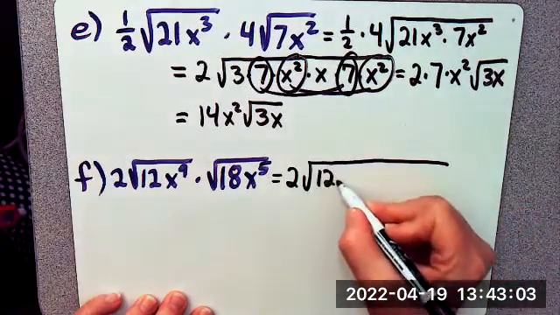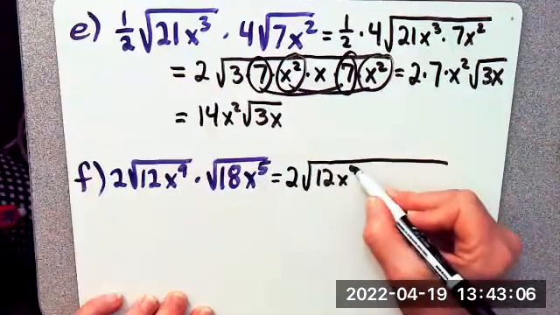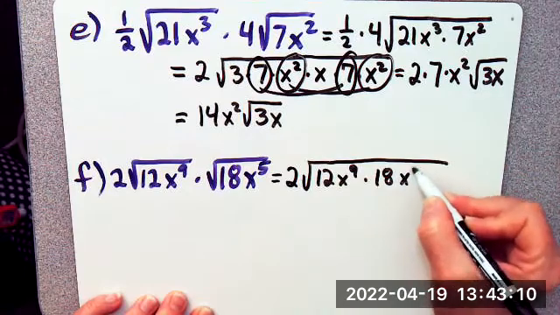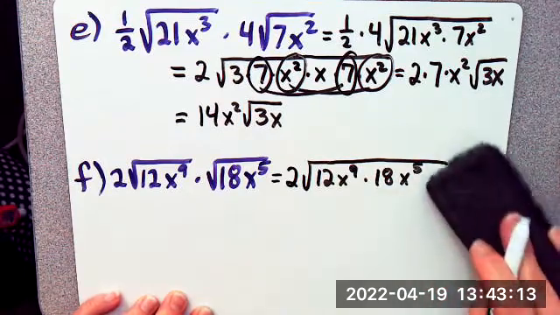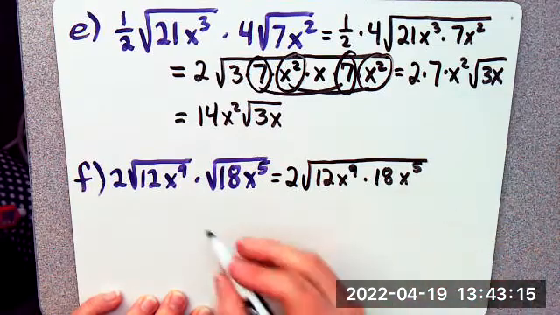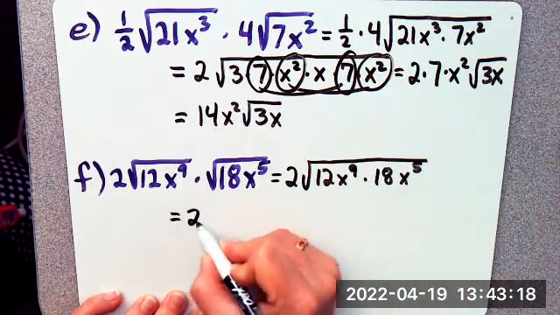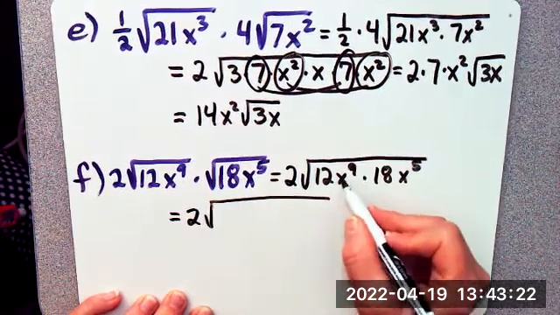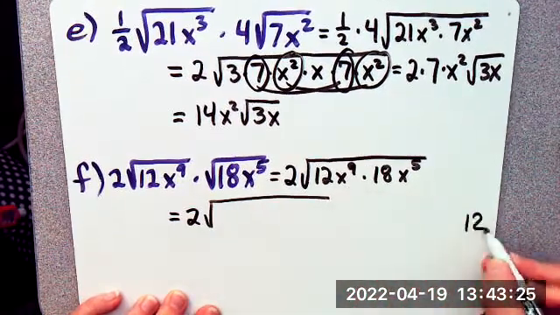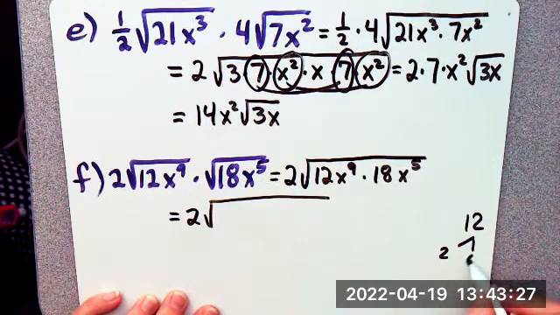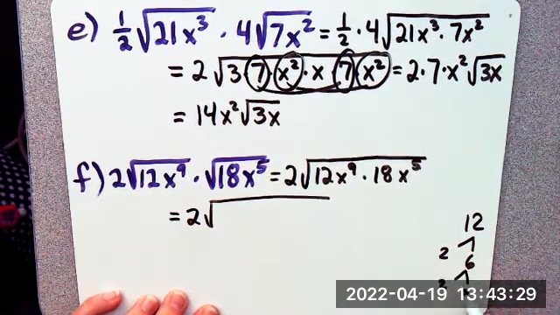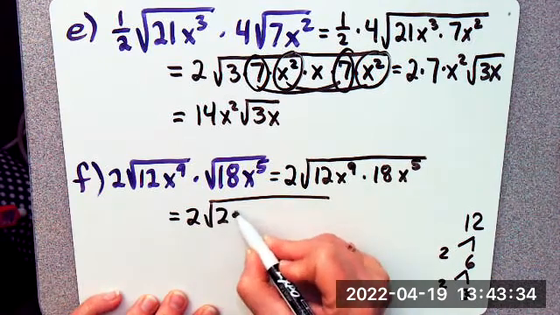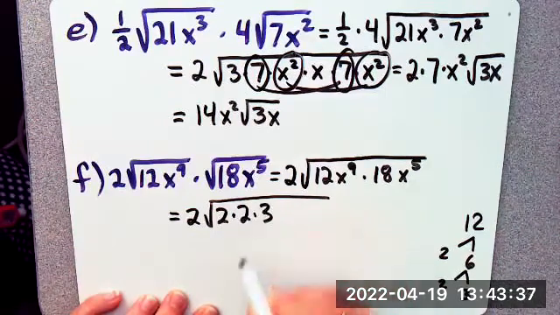So we have 12x to the 9 times 18x to the 5th. So let's prime factorize inside the square root house and see how we can simplify this. So 12, if you're not familiar with 12's prime factorizing, it is this: 2 times 2 times 3.